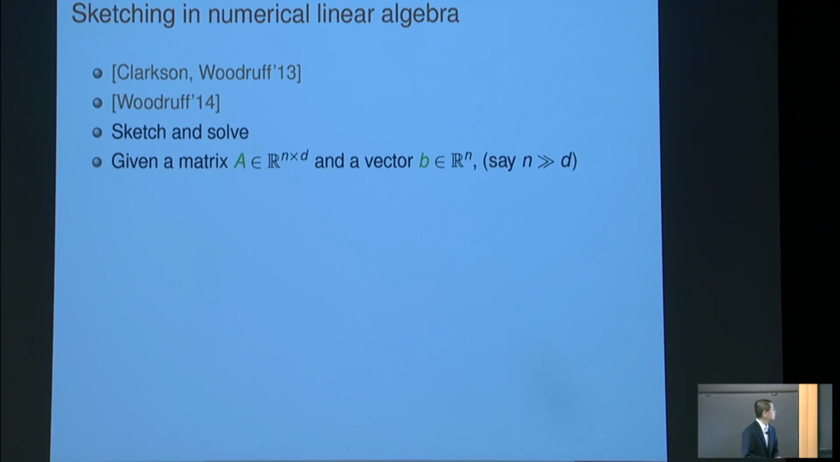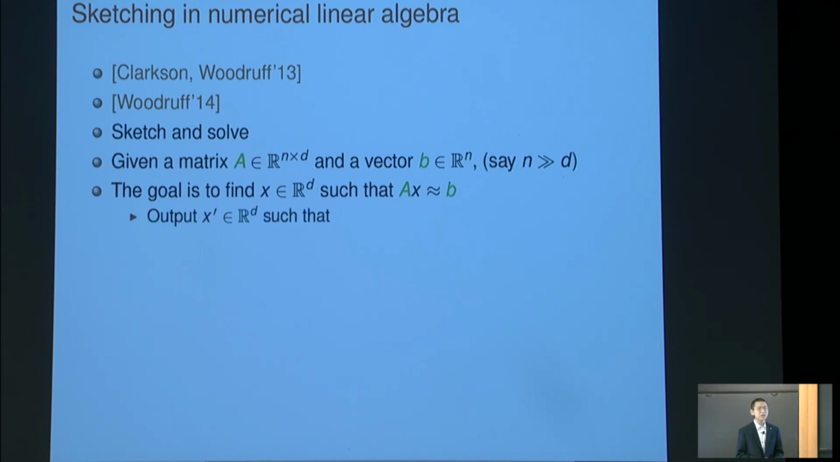If I give you a matrix A, think of it as a very tall matrix, and you also have a vector b, where n is much larger than d. My goal is to solve this linear regression problem, finding an x where A times x is close to b. In practice I usually cannot find the exact x, so I define an approximate guarantee. I want to output x prime such that the norm of Ax prime minus b is at most 1 plus epsilon times the cost achieved by the best vector x.